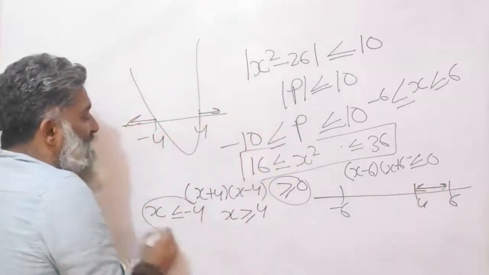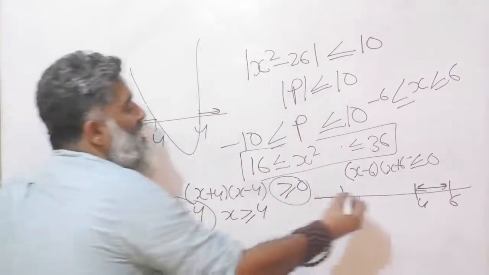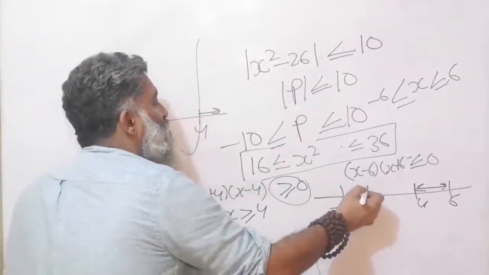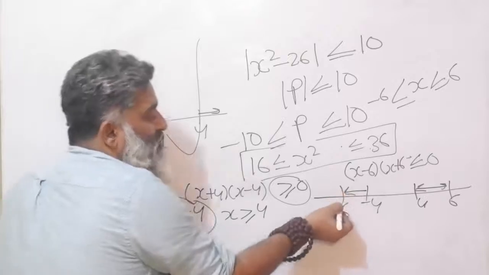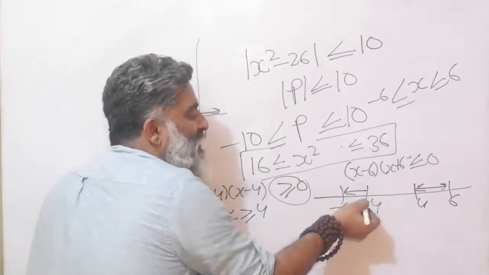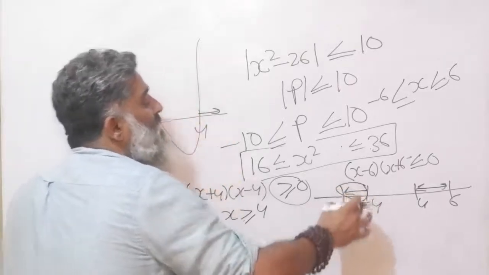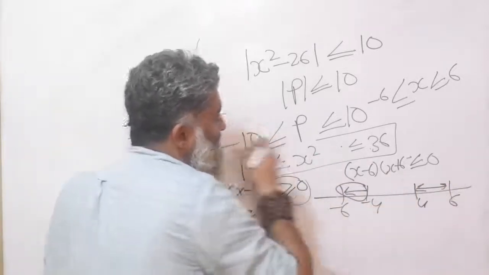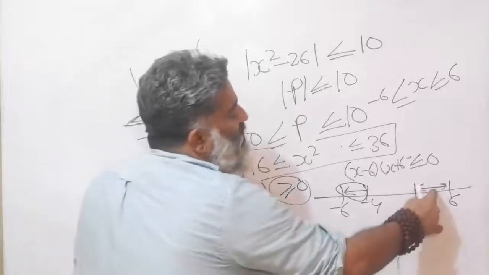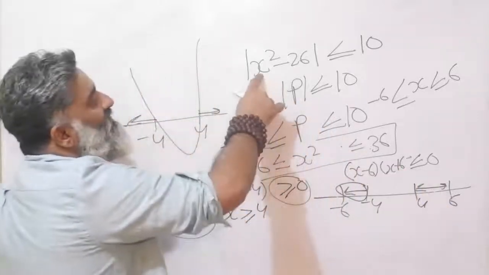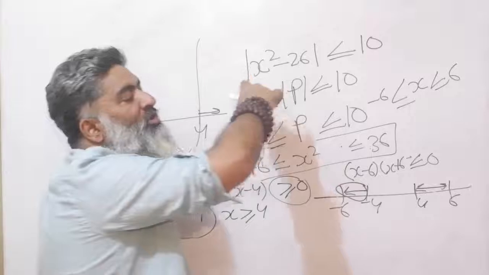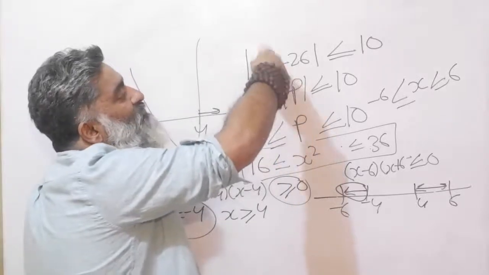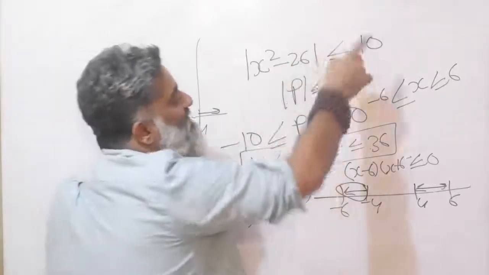This also tells me x is less than equal to minus 4. That means think of minus 4. So you have to be less than minus 4. But according to this, you have to be greater than minus 6. So what is the happy region between minus 6 and 4? What is the happy region between 4 and 6? And try it out, put a value 5, 5 square is 25, 25 minus 26 is going to give you minus 1, minus 1's mod is 1, 1 is less than equal to 10.